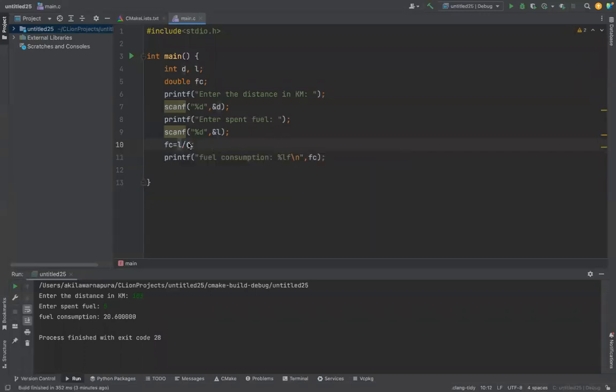Then you can use float for any other thing. Let's say this is float. Distance is 103. Fuel is 5. The fuel consumption is 0.04 liters per kilometer.